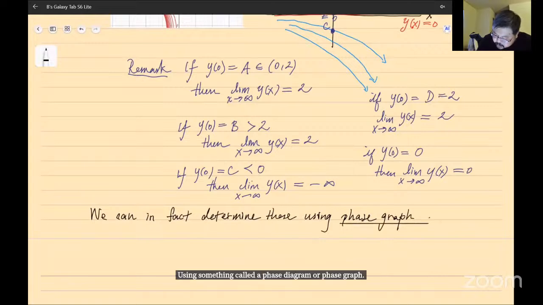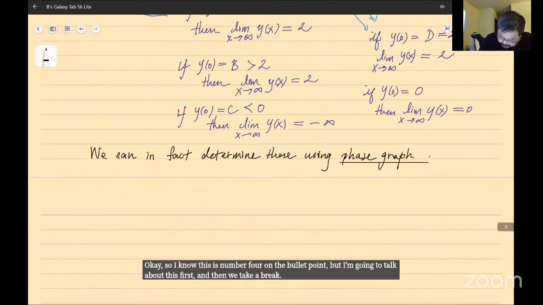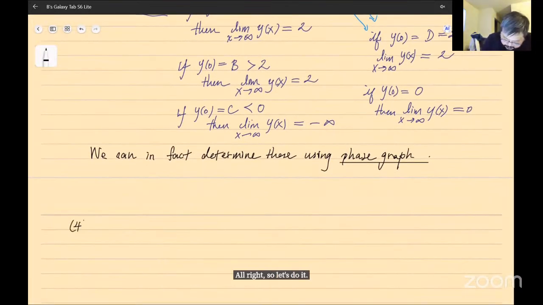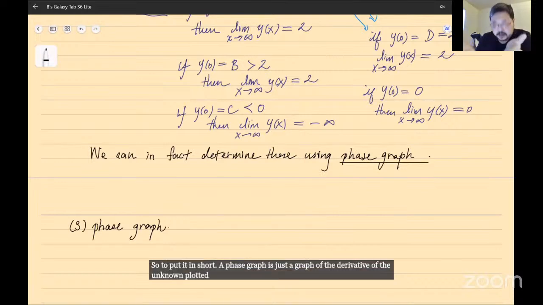Okay. So I know this is number 4 on the bullet point, but I'm going to talk about this first, and then we take a break. All right, so let's do it. I think that's point number 3, phase graph. To put it in short, a phase graph is just a graph of the derivative of the unknown plotted against the unknown function itself.